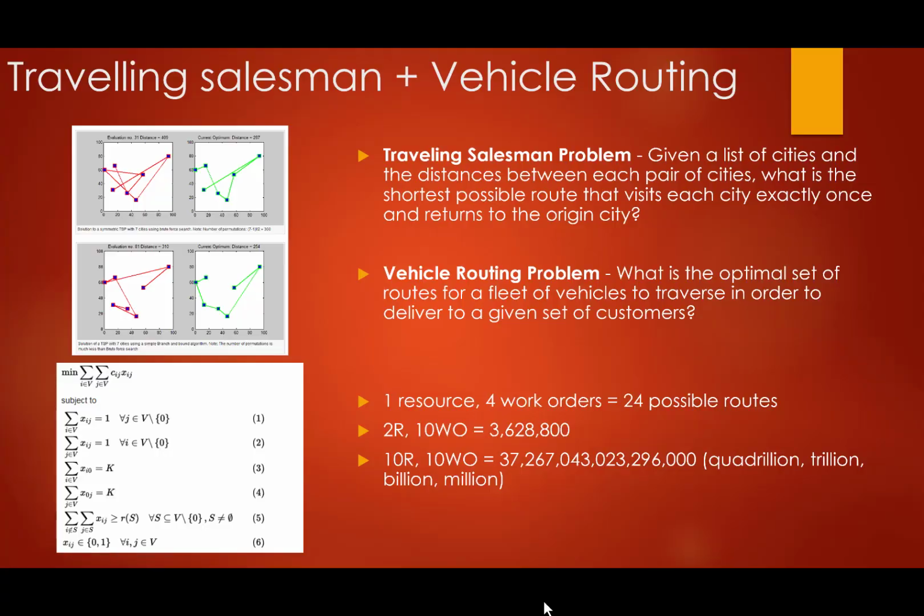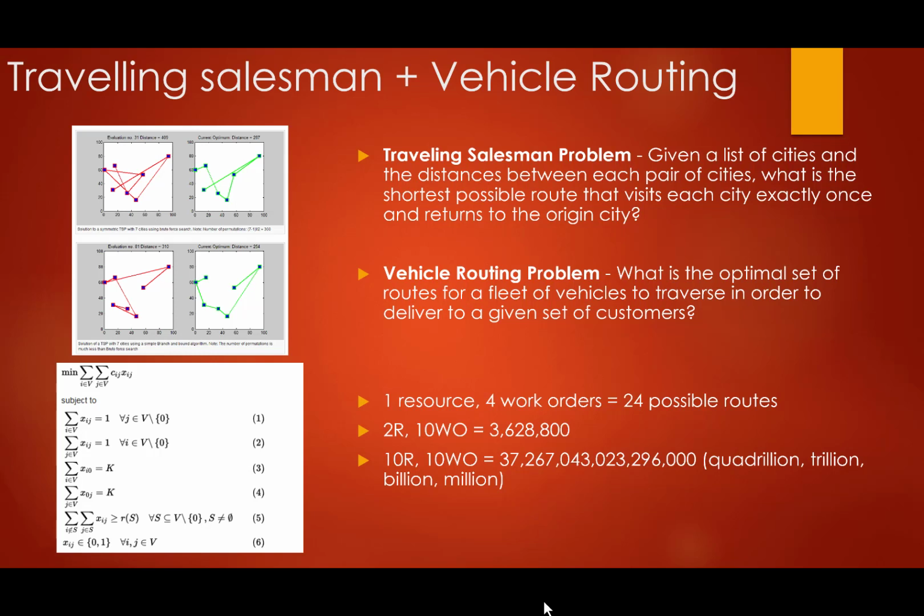So the resource scheduling optimization solution is a combination of the traveling salesman problem and the vehicle routing problem. The traveling salesman problem says that given a list of cities and the distance between each city, what is the minimum distance that a traveling salesperson has to take to travel to each city and also return home? And similarly, the vehicle routing problem is what is the optimal set of routes for a fleet of vehicles who are traveling to various customer locations each day?